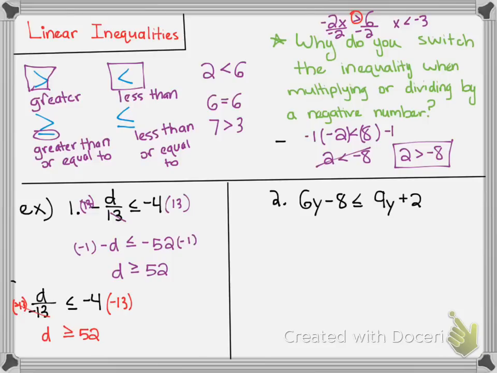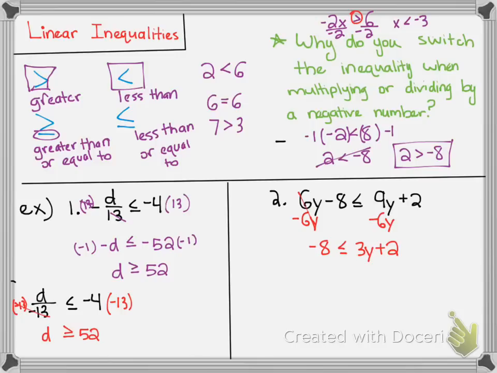This one involves a little more steps. It's a multi-step problem. So, first step should always be to get your two variables together. Okay? So if we subtract 6y from each side, these cancel. I'm left with negative 8 is less than or equal to 3y plus 2. Remember, the inequality is just like an equal sign. The only time we'll ever do anything to it is when we multiply or divide by a negative.